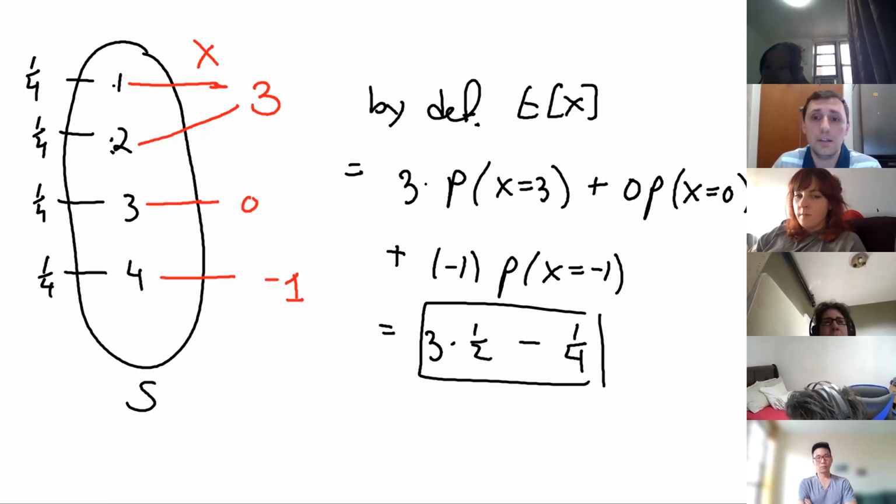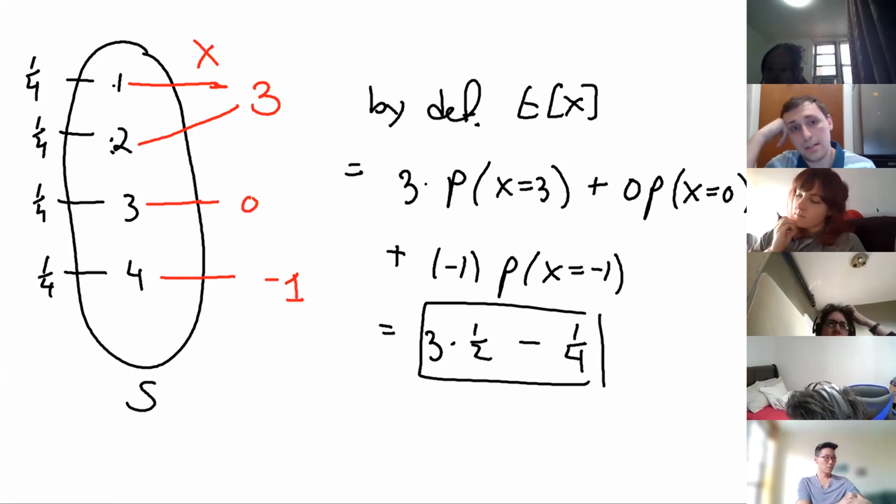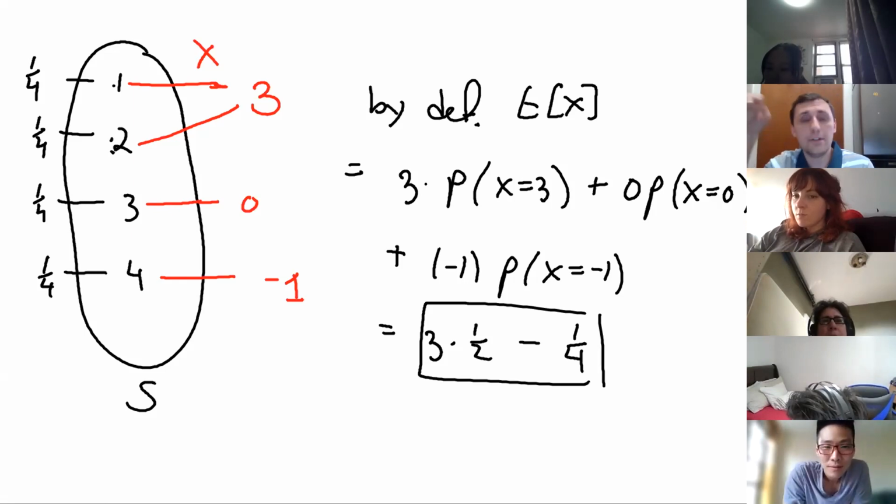Do you get it, guys? That probability, so I sorted first, I add up all the payments where I got 3. Then I will add up all the games where I got 0, and finally all the games where I got -1. And when I average it, it becomes 3 times the probability of getting 3 plus 0 times the probability of getting 0 plus -1 times the probability of getting -1.